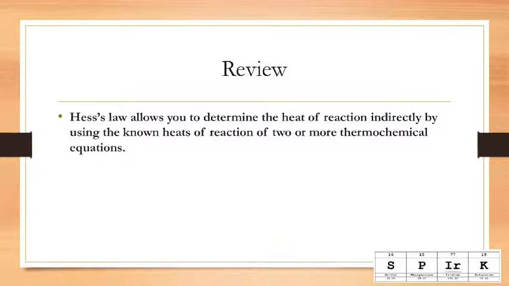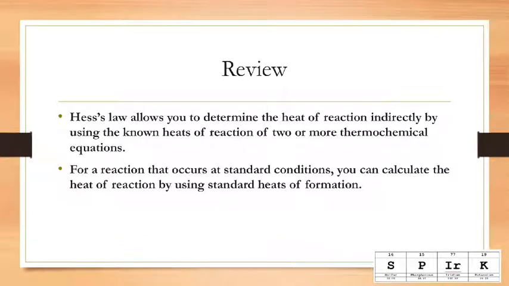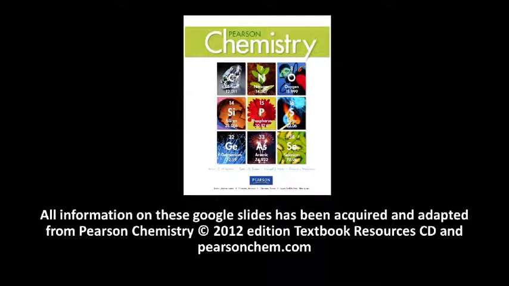So in review, Hess's law allows you to determine the heat of reaction indirectly by using the known heats of reaction of 2 or more thermochemical equations. For a reaction that occurs at standard conditions, you can calculate the heat of reaction by using standard heats of formation. The standard heat of formation equals the standard heat of formation of the products minus the standard heat of formation of the reactants. And that's it. I know this section was kind of a beast, but don't worry, we'll get lots of practice with it. This is kind of like a puzzle.